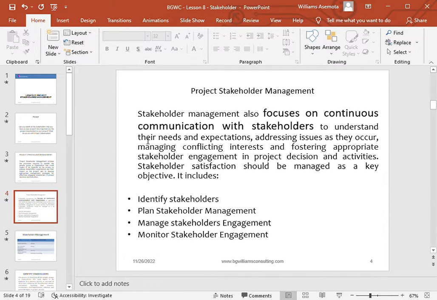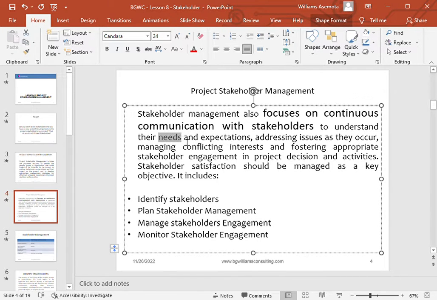Number one, you are communicating with them so that you can have a better understanding of their needs and expectations. Number two, address issues as they occur with the stakeholders. All these are reasons why you are communicating with them. And also in situations where there is conflict of interest with any of your stakeholders, you are able to manage that communication line regarding conflict of interest.